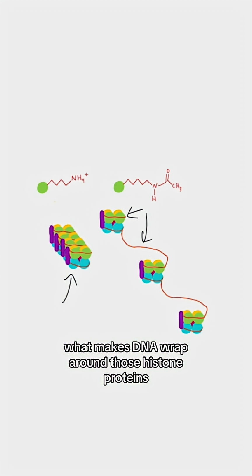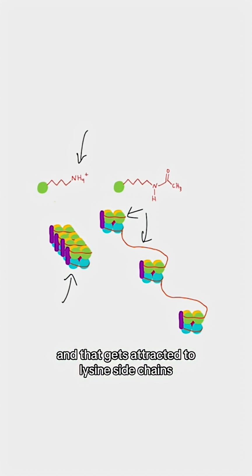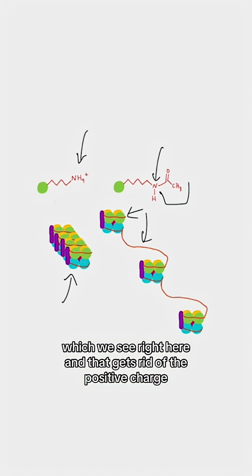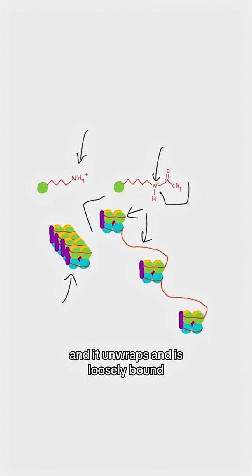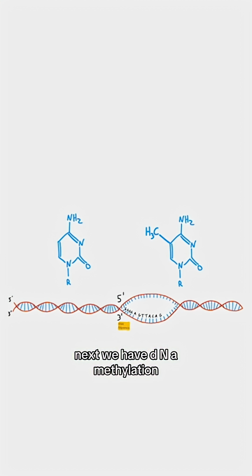What makes DNA wrap around those histone proteins is the negative charge on the phosphate backbone of DNA, and that gets attracted to lysine side chains that are present on the histone proteins. But what we can do is add an acetyl group to that nitrogen, which we see right here, and that gets rid of the positive charge. So now the DNA is no longer attracted to those histone proteins, and it unwraps and is loosely bound like what we see in the right picture. So the right side is showing us acetylated histone proteins, which allows that DNA to be transcribed and those genes expressed.